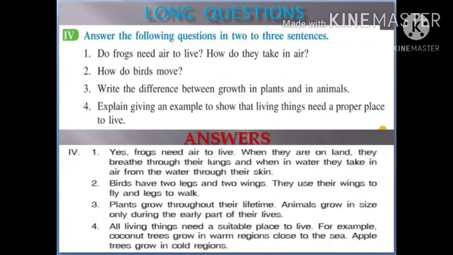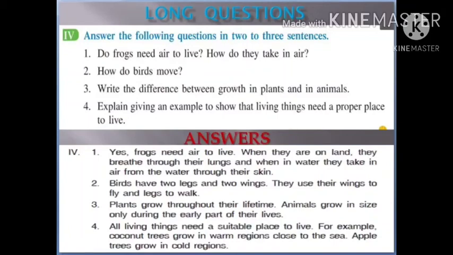Third question, write the difference between growth in plants and in animals. Answer, plants grow throughout their lifetime. Animals grow in size only during the early part of their lives. So we can see that the plants, they grow during their life. But animals have a particular time in their early part of their life only they grow.